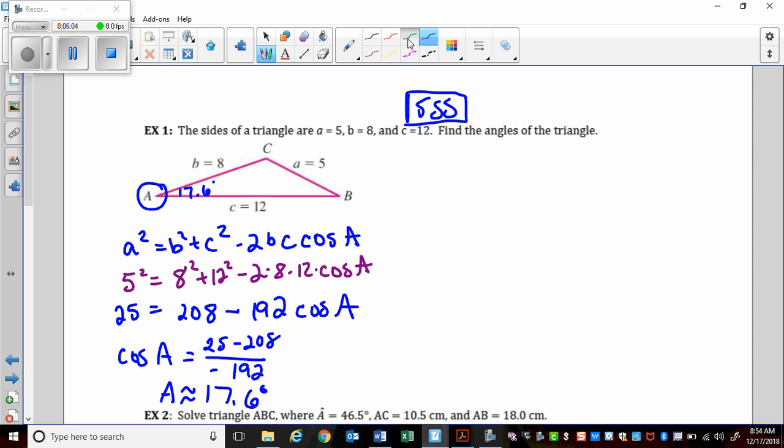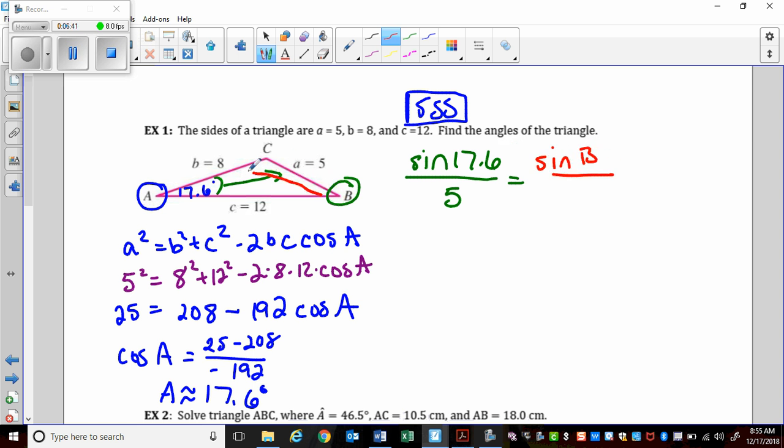Now we can use the law of sines because we have the angle and then the opposite side. So we have angle A and side A. So we can use the law of sines to find the other one, B. And then we just know that the angles in a triangle add up to be 180. So this is a little bit shorter. I know that sine of 17.6 over 5 equals, let's solve for B first, and then we'll do C, sine of B over the opposite side, which is 8.